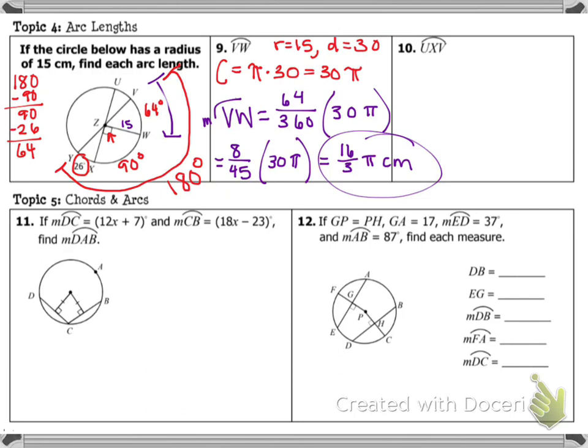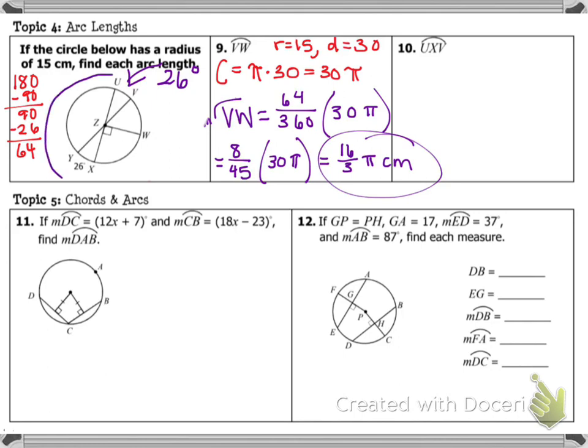Arc UXV. Ooh, that's around the outside of the entire circle except for that little section that's 26 degrees. Because these are vertical to each other, that means this is 26 degrees.